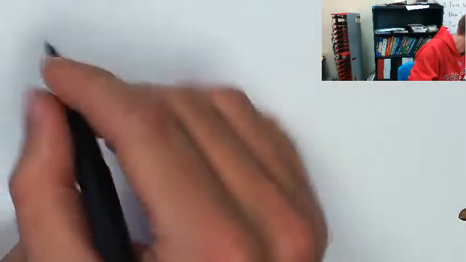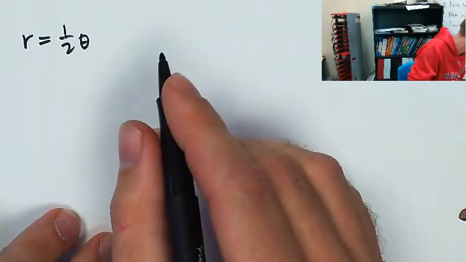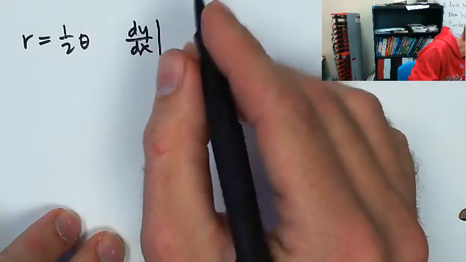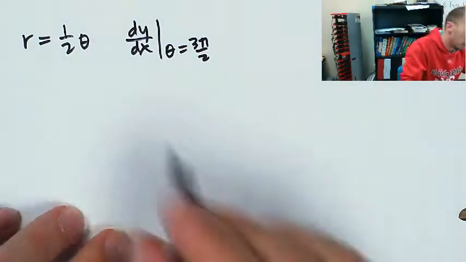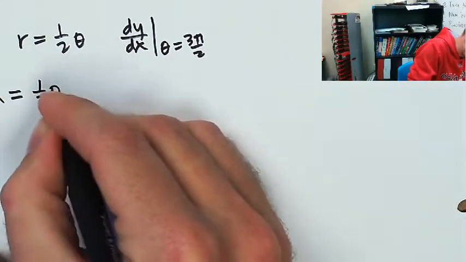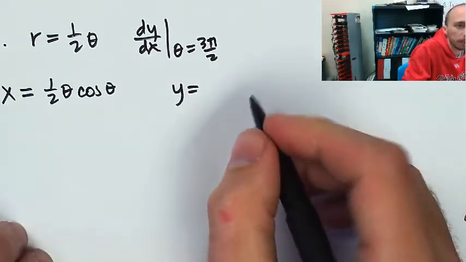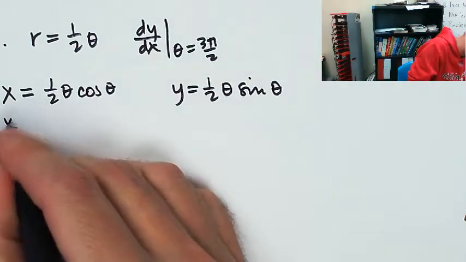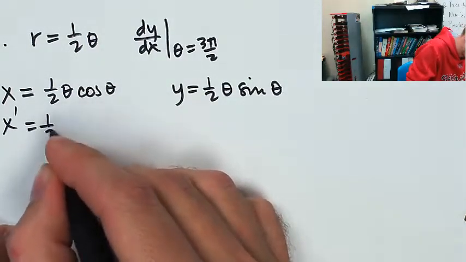Number 11, r equals theta divided by 2. I might write that as r is 1/2 theta. And we want dy dx at theta equals 3 pi over 2. All right, so I've got x equals r cosine theta, so 1/2 theta cosine theta. Y equals r sine theta, so that's 1/2 theta sine theta. All right, so I'm going to use the product rule, take the derivative of this one first, leave that the same.